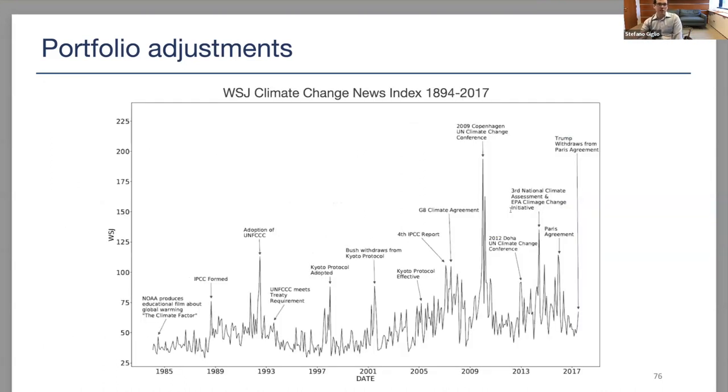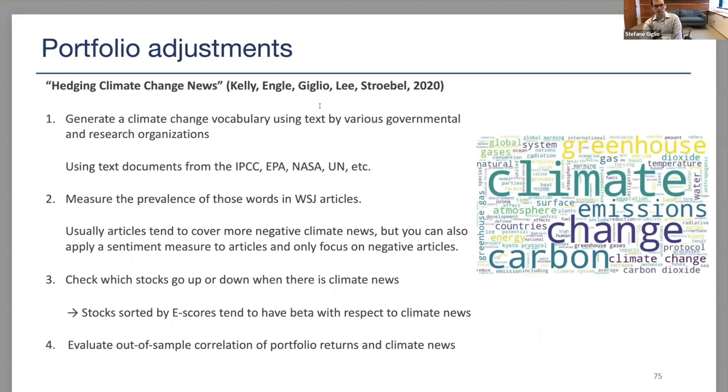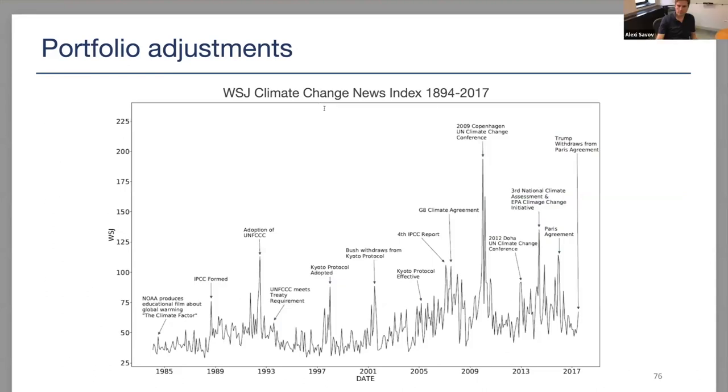As an example, this is the Wall Street Journal measure in the paper. You can see that it spikes precisely when there are events where people talk about climate change, like the Copenhagen meeting, the Paris Agreement, where is it? I don't see it now, but there's the Paris Agreement somewhere. Sorry? It's the second spike from the right. Okay, ah, Paris Agreement, thank you. And then when Trump withdraws from the Paris Agreement, and when the IPCC report comes out, typically newspapers talk about that, that's when people update their views about climate change.